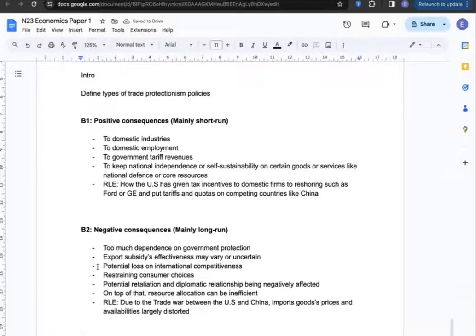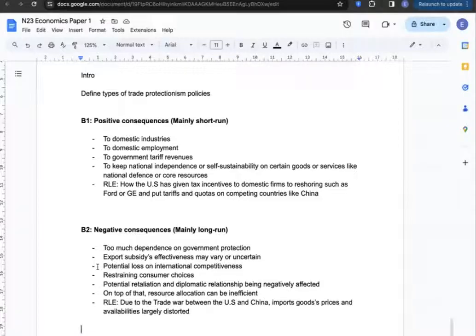Next, I can analyze how protectionist measures can be negative by mainly focusing on long-run impacts. Obviously, protectionist measures can lead to too much dependence on government protection, and measuring export subsidies' effectiveness can be quite uncertain in a way. Also, there can be a potential loss of international competitiveness due to high reliance on government protection, and it restrains consumer choices.